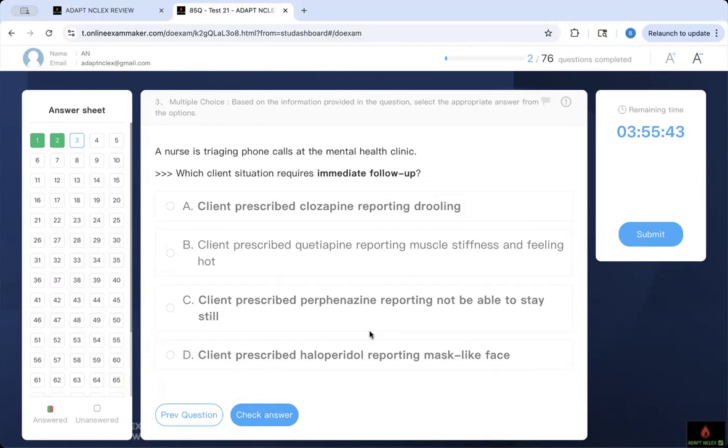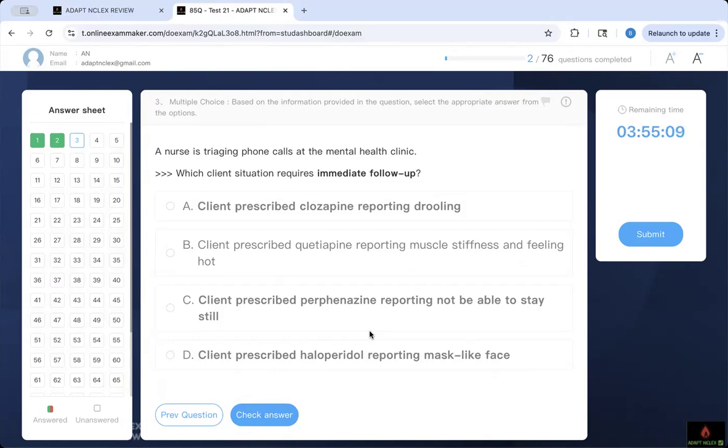Client prescribed quetiapine. Okay, what is that? Client is reporting muscle stiffness and feeling hot. Quetiapine, feeling hot, muscle stiffness. Is that something I should worry about? Client prescribed phenytoin, reporting not being able to stay still. Restless. Client prescribed allopurinol, reporting mask-like face. You're taking what? As you can see, all of them are what?